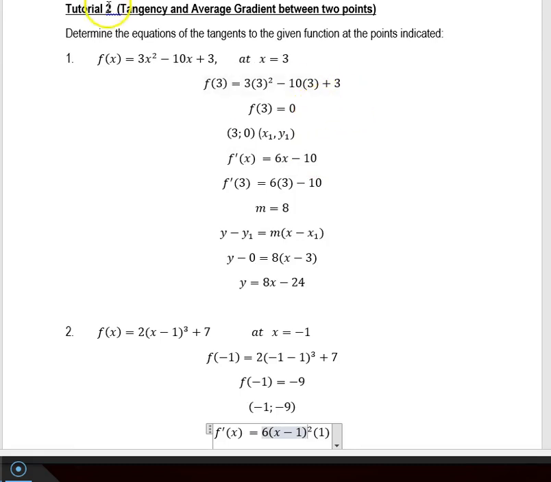We're going to be looking at tutorial 2, still on week 11's work. We are going to be considering the tangency and average gradient between 2 points. Let's look at an example. It says determine the equations of the tangents to the given functions at the points indicated.